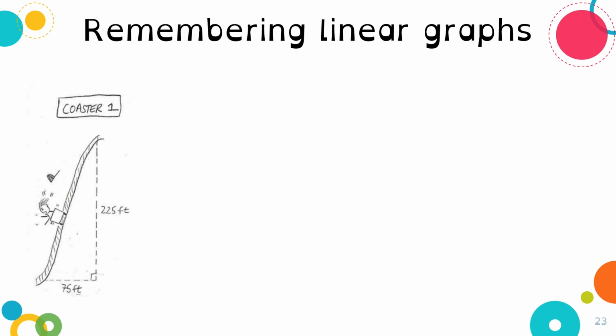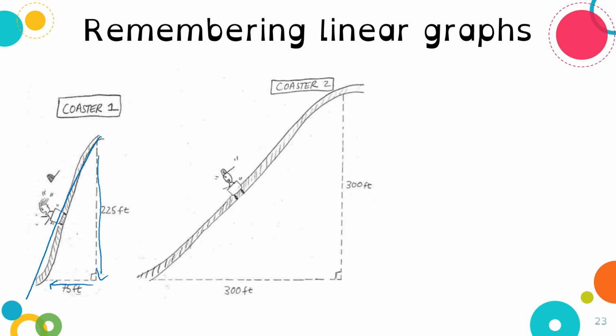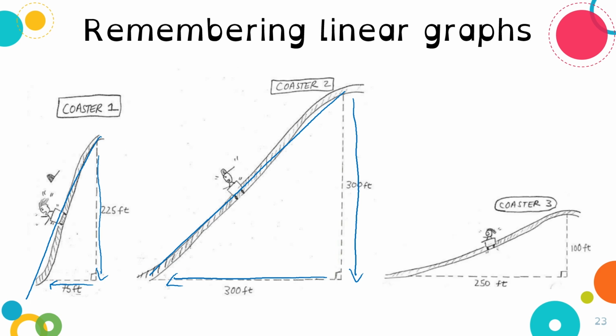So here we have a little person on a roller coaster, and we see that if their roller coaster drops 225 feet over a short distance of 75 feet, this is a very steep roller coaster. And this person, you can see, is going really, really fast. However, if we have a second roller coaster that drops a distance of 300 feet over 300 feet, that roller coaster is not so steep. The steepness of our line has decreased. And then thirdly, if we have a roller coaster that drops only 100 feet over 250 feet, then this roller coaster is much more shallow. We can see that this line is much less steep.